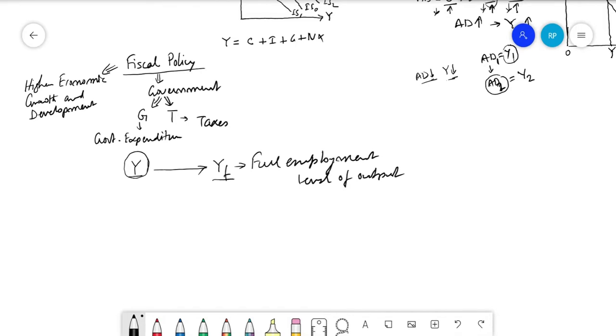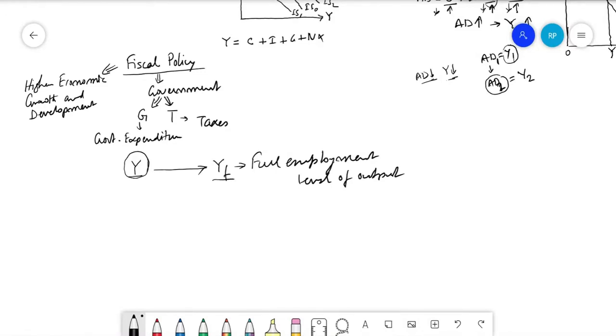Is it clear? Now, what are the instruments under the government? What can the government do to bring the economy from Y level of production to YF level of production? The government has only two instruments. That is G and T. G is nothing but the government expenditure, that is, the expenditure incurred by the government in their country. And T is the taxes imposed by the government on different entities, maybe your income tax, maybe your indirect tax. You can take all the taxes. So G and T, these two are the instruments.